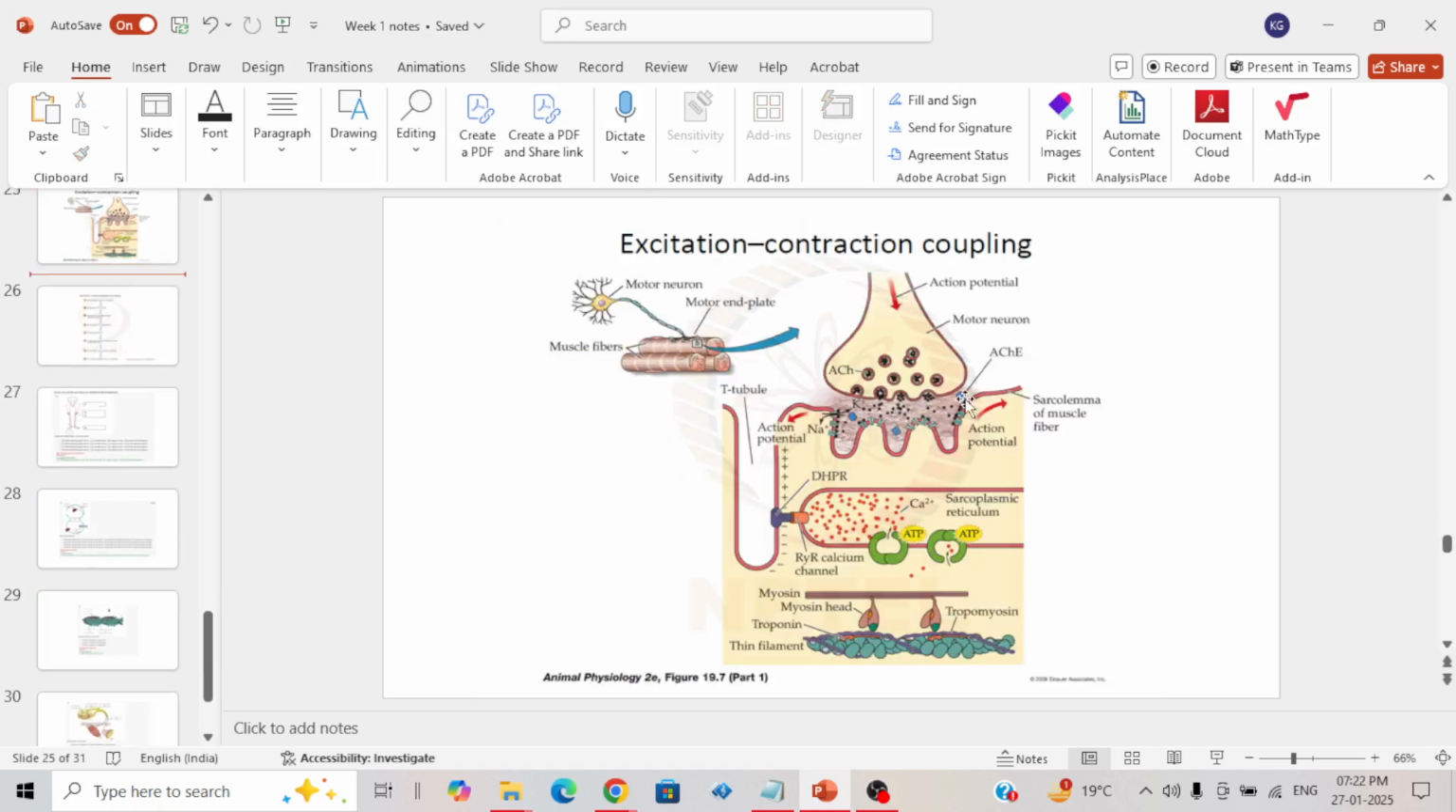Everyone got this excitation contraction coupling clearly? Any confusion in this? If anyone has any question, they can ask me.